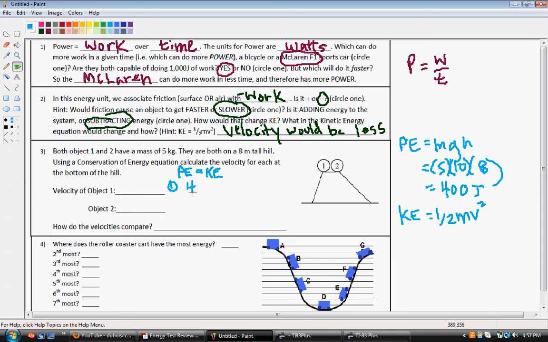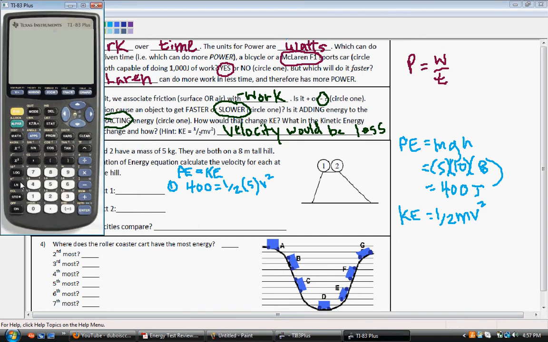So we have 400 joules equals the kinetic energy. So we get 1/2 5 v squared. So if we divide 400 by 1/2 and 5, we could get v squared by itself. So let's go ahead and do that. We take 400 and divide by 1/2, and then also divide by 5. It's the same as dividing 400 by 2.5, because 1/2 and 5 here equal 2.5.